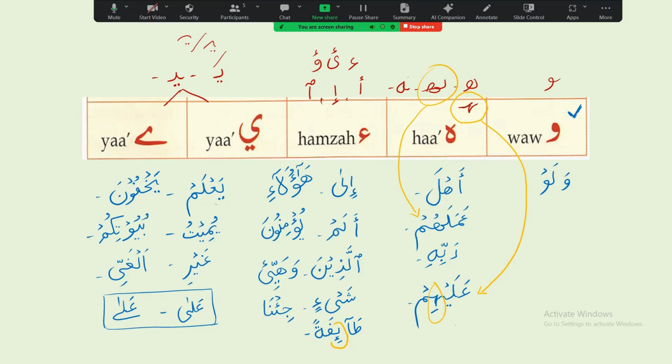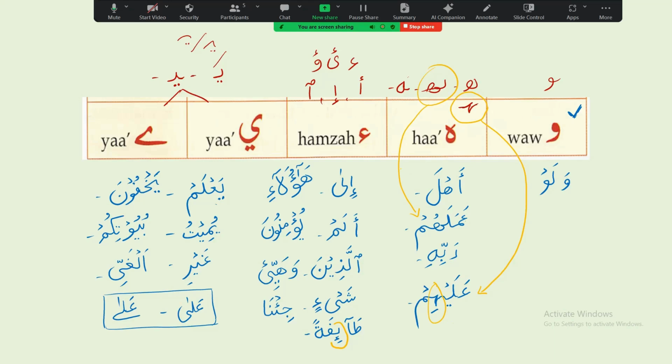Alayhim. This is ha. Alayhim. Okay, so these are the five possibilities for the ha letter, the shapes it will take depending on the position in the word.